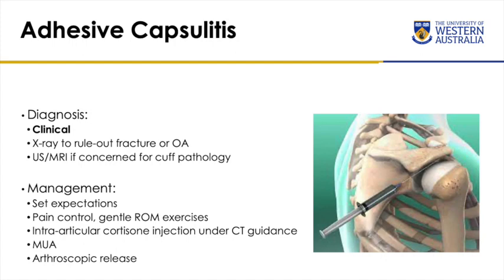The diagnosis of frozen shoulder is usually a clinical one. Maybe worth doing an x-ray to rule out arthritis, which is another pathology which presents with stiffness and decreased active and passive range of motion. Ultrasound or MRI may be used to rule out cuff pathology.